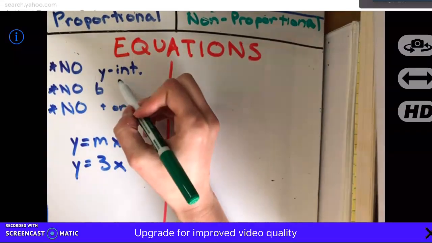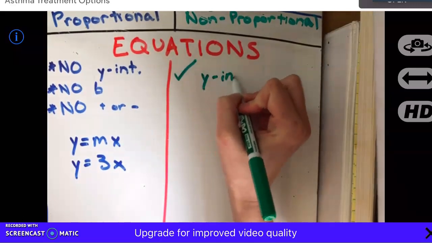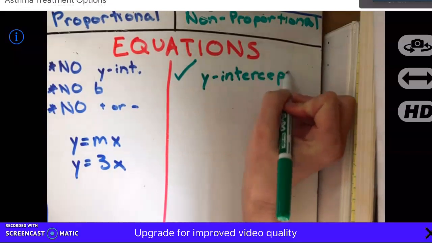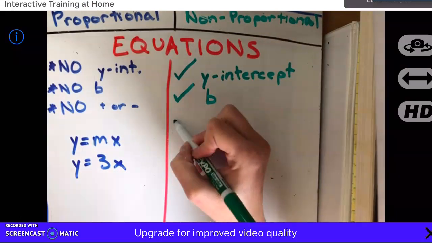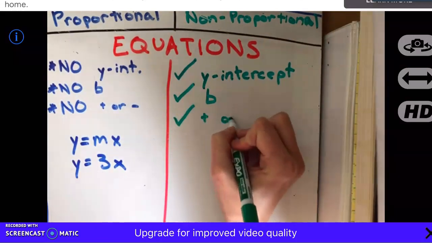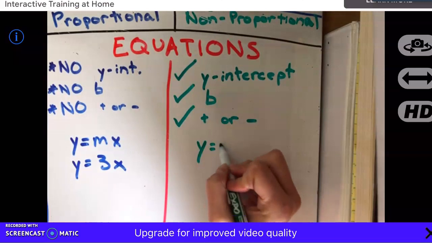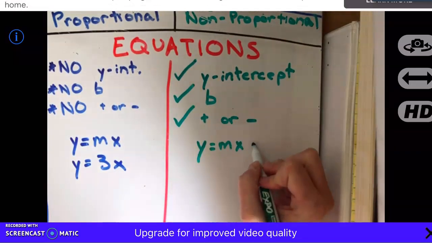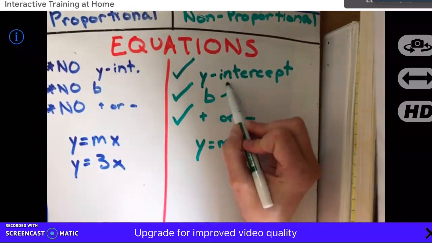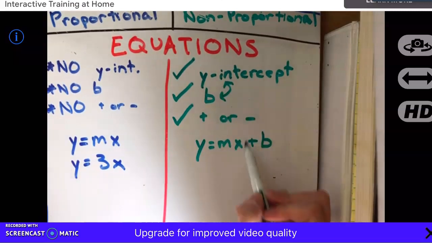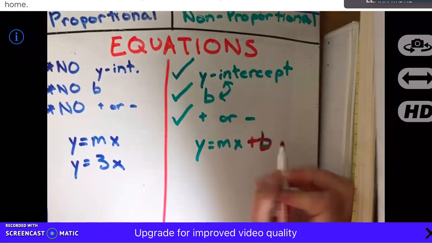Now let's look at non-proportional. If we know that the proportional doesn't have a y-intercept, we know that the non-proportional does have a y-intercept. So that means it does have a b in the equation, and that means there is a plus or minus present, okay? Let me show you an example of this. Our y equals mx is still the same, but it's going to have the plus b. Remember, our b is our y-intercept. These are the same, y-intercept and b. So it has y equals mx plus b, okay?